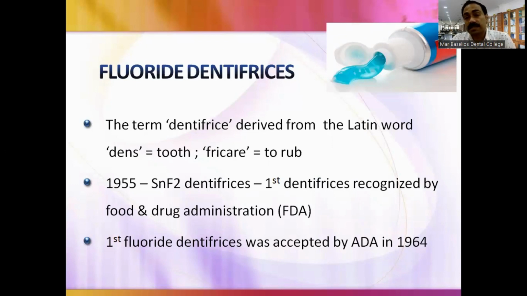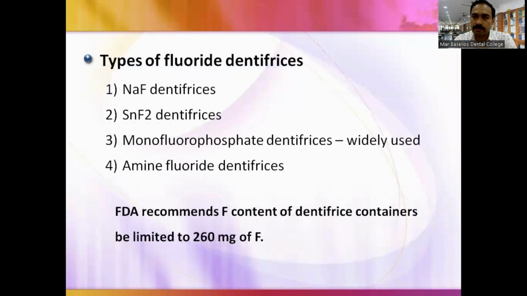So it started in 1955, where the first dentifrice recognized by the Food and Drug Administration (FDA) was the stannous fluoride dentifrice. The first fluoride dentifrice was accepted by the American Dental Association in the year 1964, and mainly we use sodium fluoride dentifrices, stannous fluoride dentifrices, monofluorophosphate dentifrices, and amine fluoride dentifrices.